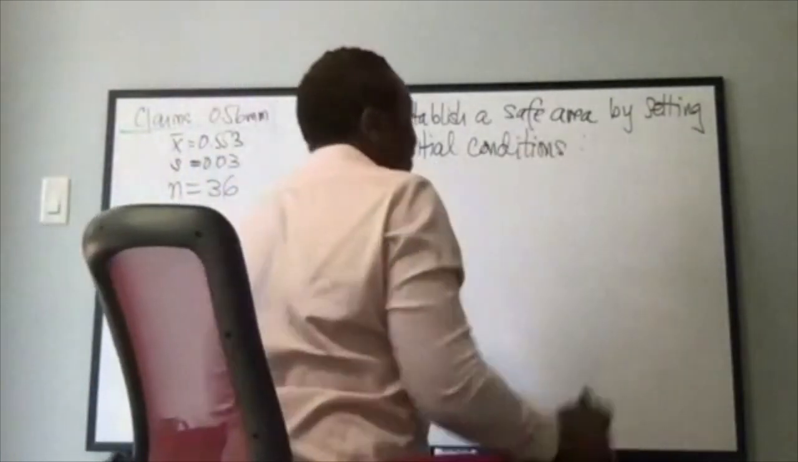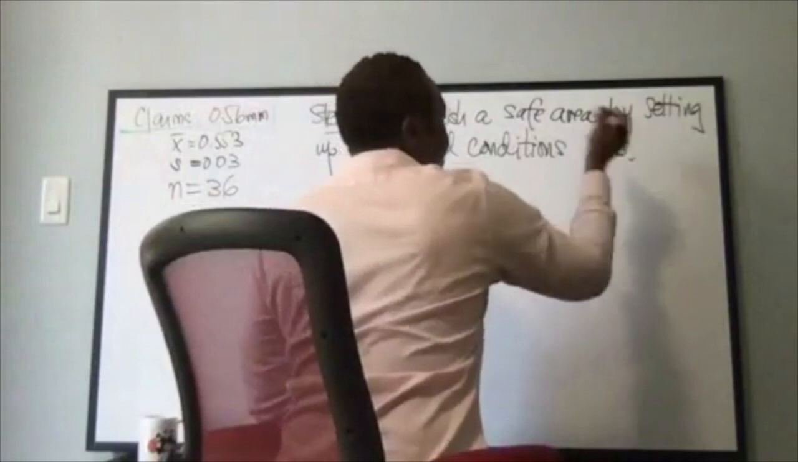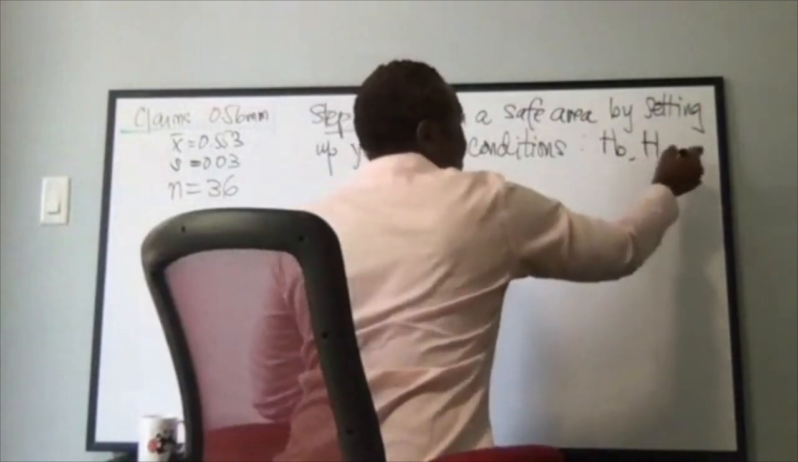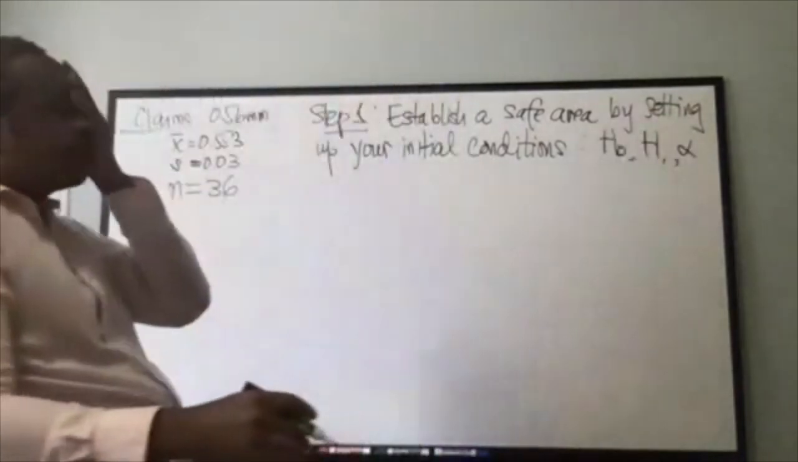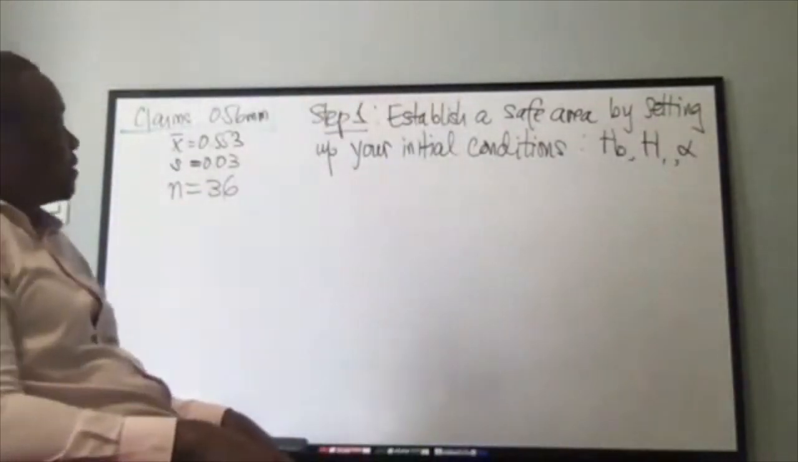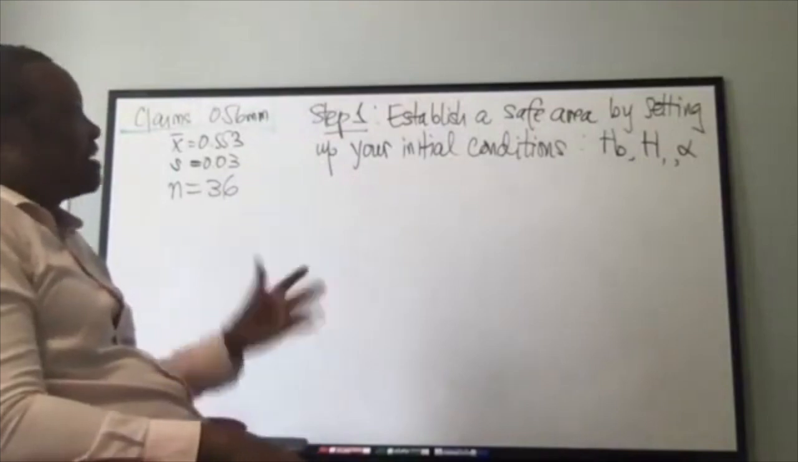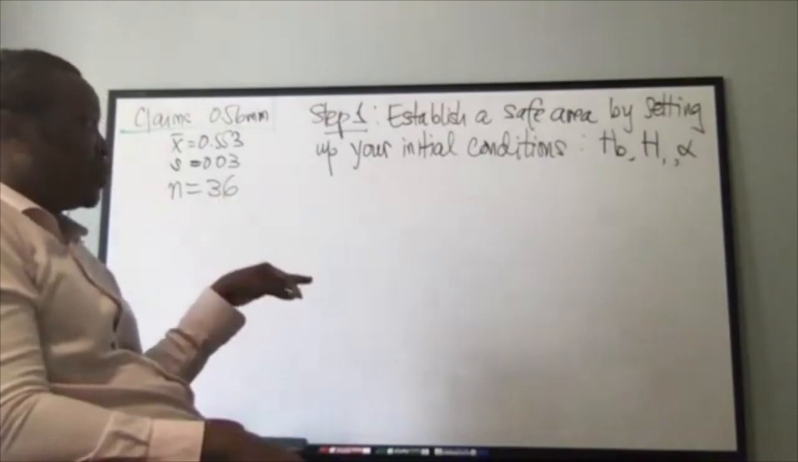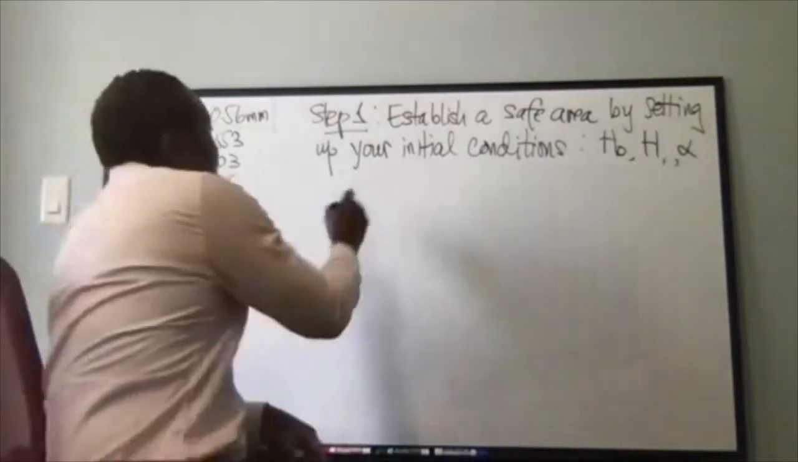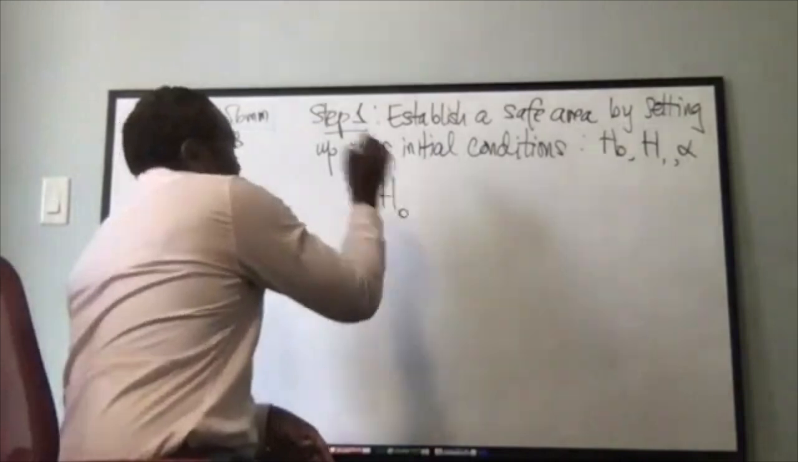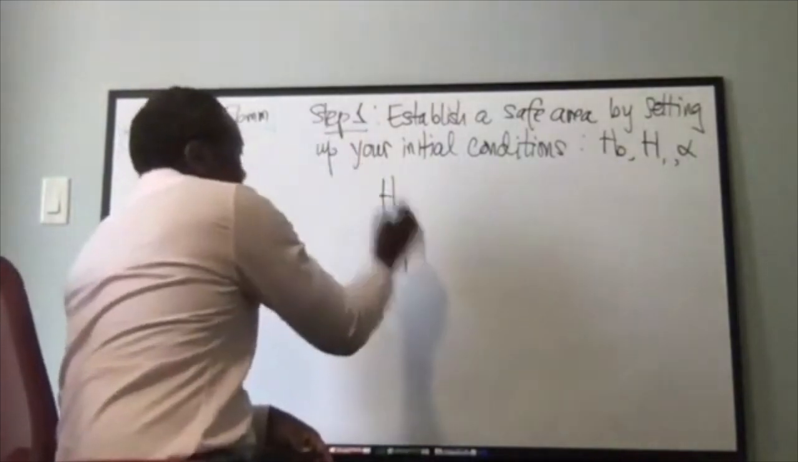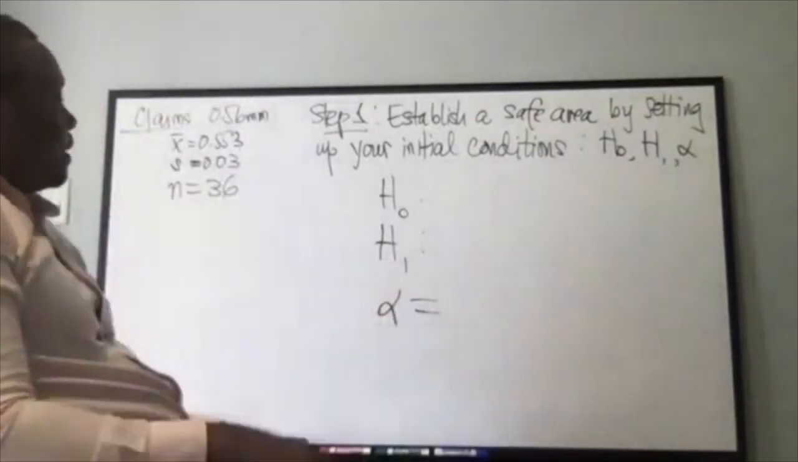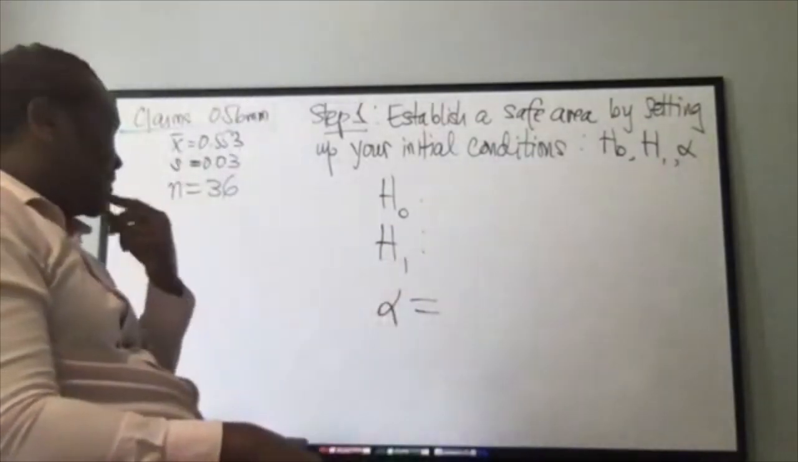There are 3 initial conditions that we need: H sub 0, H sub 1, and something called alpha. Right, so this is step 1. Establish a safe area and really non-safe area by setting up your initial conditions. So in this problem, we need to write all of these down: H sub 0, H sub 1, and then say what alpha is. Now I'll tell you what alpha is in terms of the diagram in just a second.